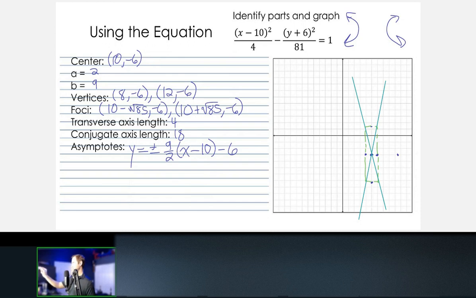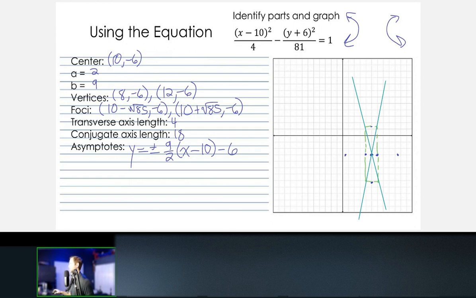Somewhere over there. 2, 4, 6, 8. Did I count that right? Hold on. 2, 4, 6, 8, 9.2. Yep. All right, so somewhere right there. Good enough, right? And then we have to graph it.